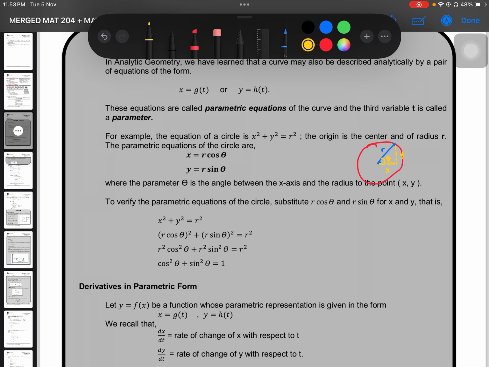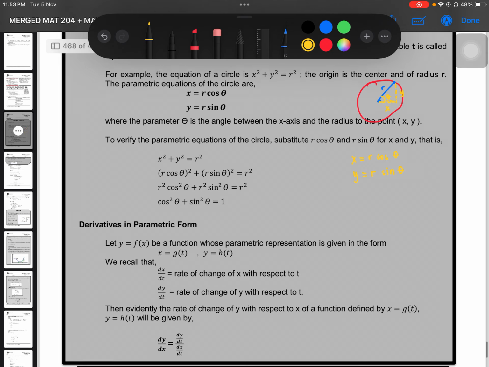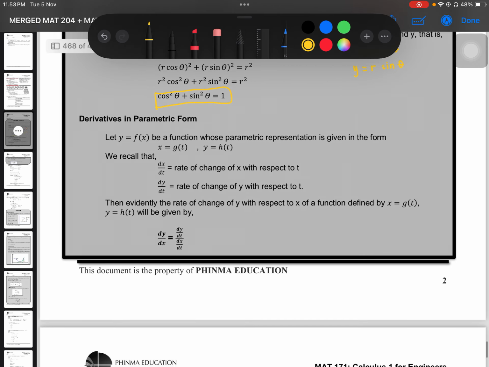Okay? So ibig sabihin, si x natin, x is equal to r cosine theta, and then y natin is the r sine theta. Pinag-aralan natin to sa trigonometry natin. Okay? So, yun, pwede natin siyang gamitin dito. Okay? So, dyan din nanggaling yung ating mga trigonometric identities.